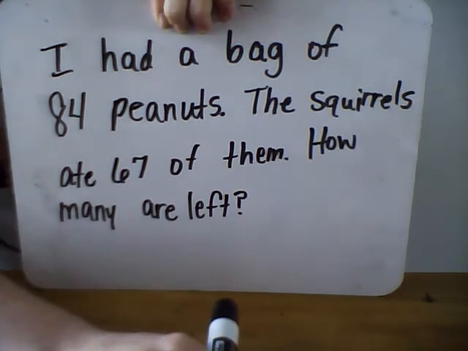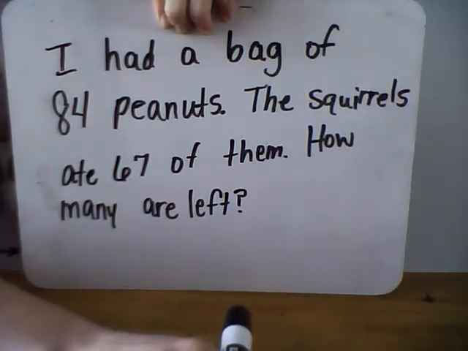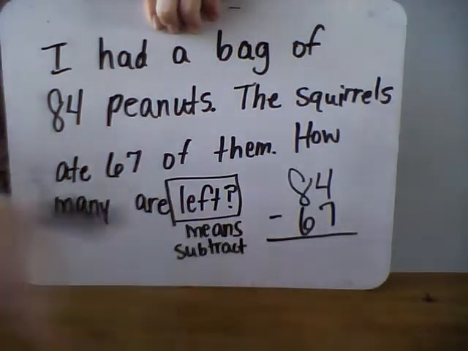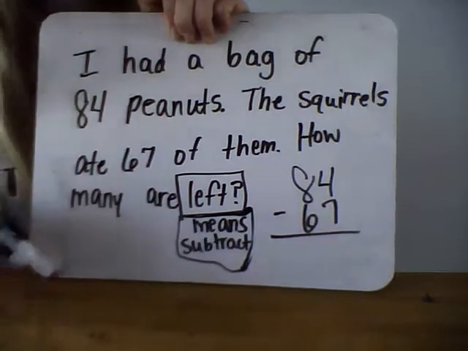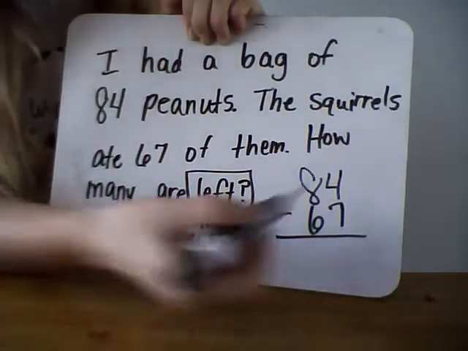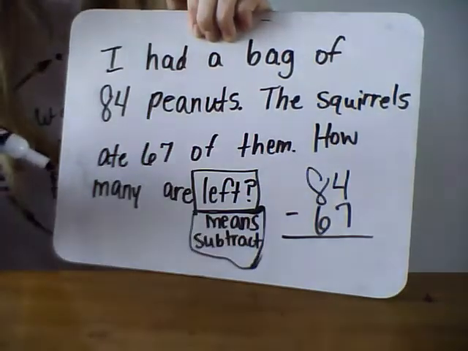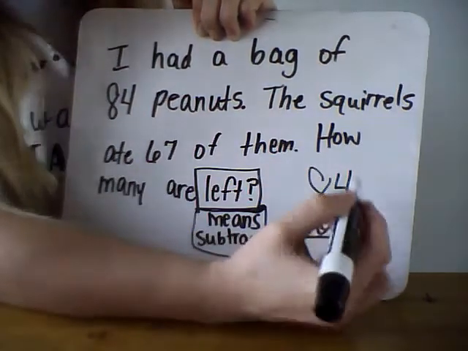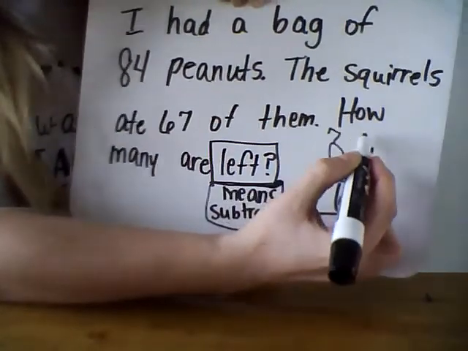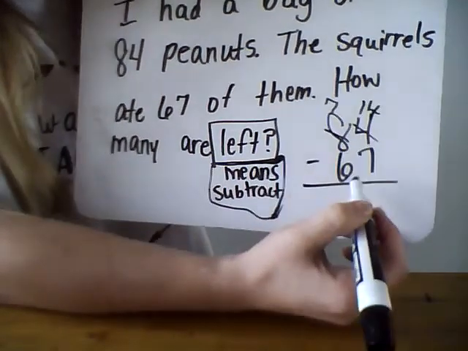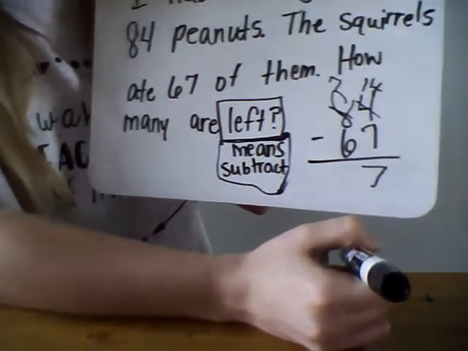I had a bag of 84 peanuts. The squirrels ate 67 of them. How many are left? Pause the video and solve. I know that left means to subtract. So if I set it up and stack it up correctly, it's going to be 84 minus 67 because 84 is my larger number, obviously. 4 cannot take from 7. So I'm going to go over to my next door neighbor, take 1, and bring back 10.